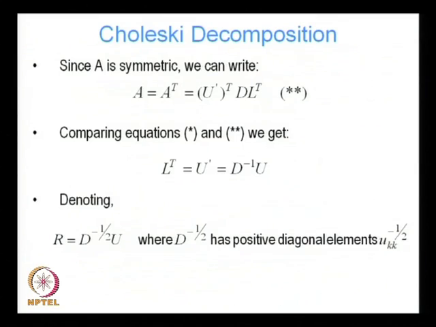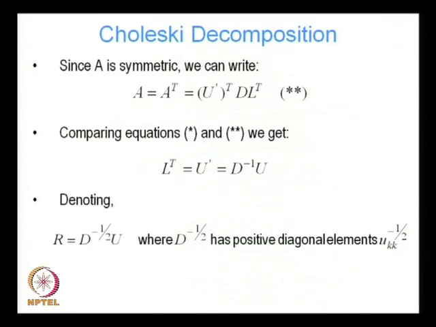Next, we denote another matrix R as D minus half U, where D minus half has positive diagonal elements, D to the K, K minus half. So, R is D minus half U. How do we form D minus half? We already know how to form D. We formed D by just taking the diagonal elements of U, and for D minus half, we just take 1 by the square root of the diagonal elements.